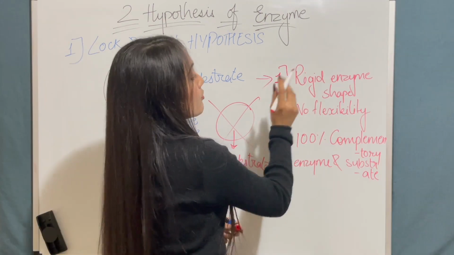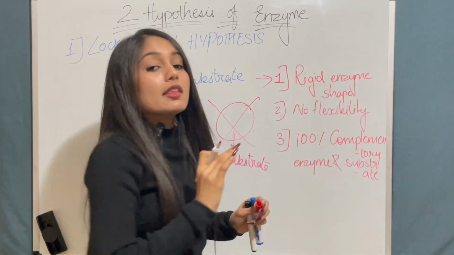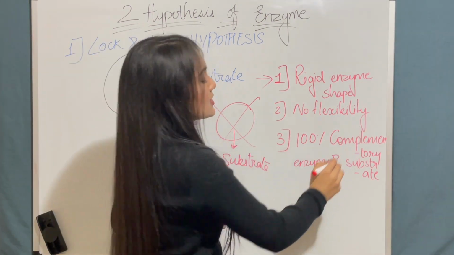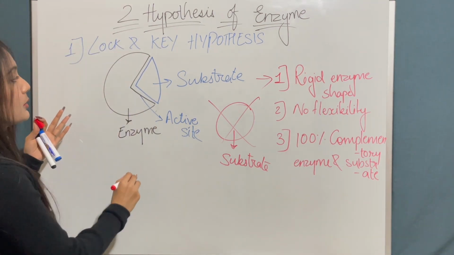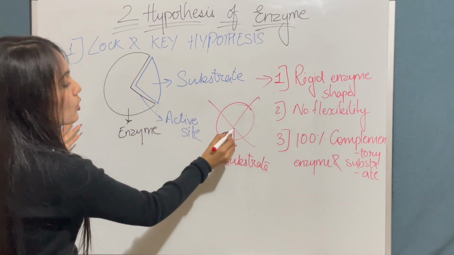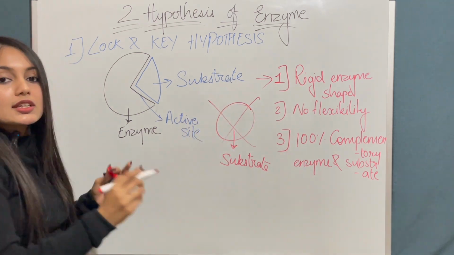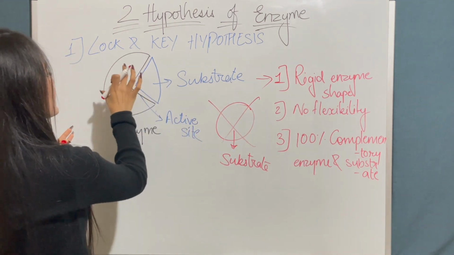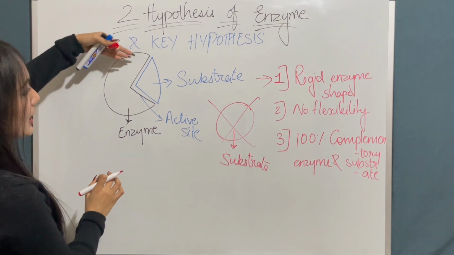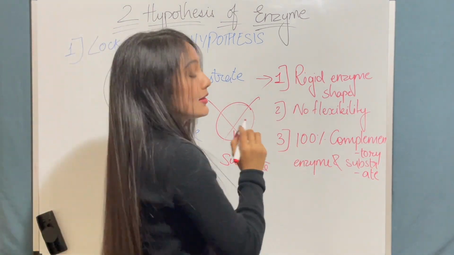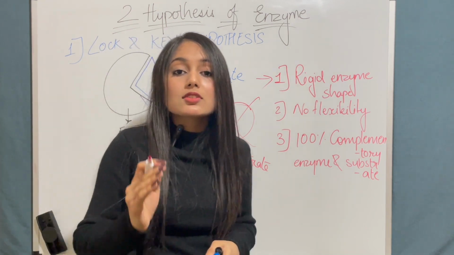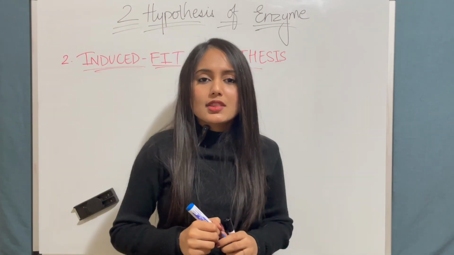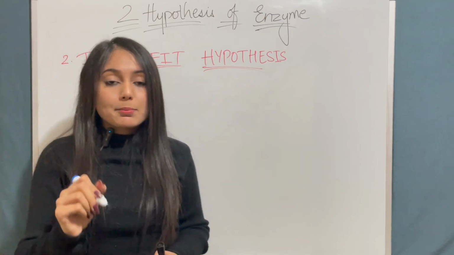So, the lock and key hypothesis says that the substrate should be exactly complementary to the shape of the active site. The rigid enzyme shape never changes. No flexibility is seen in the enzyme. Yes, we saw there is no flexibility. This enzyme could not work with this substrate. It needed something that is the very same shape as the active site. And third and the last point, enzyme and substrate should be 100% complementary to each other. So now we learned what the lock and key hypothesis is.